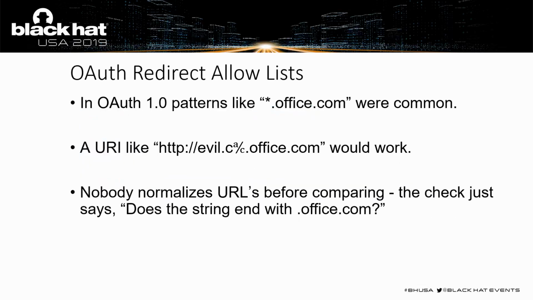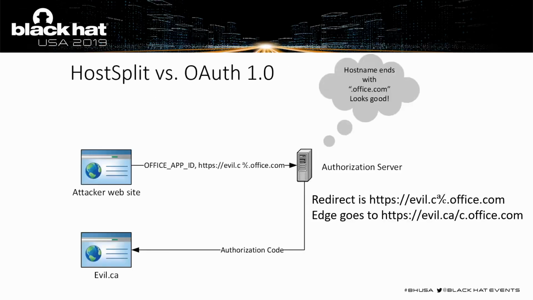Well, in OAuth 1.0, it was really common to see redirect URI allow lists that were just star.something.com, like star.office.com. So if you had this URI with the evil.c account of .office.com, that ends with .office.com, so it's okay. It's important to remember that when software is dealing with URLs, mostly it doesn't think about, is this a Unicode URL or is this an ASCII URL? It just says, oh, I've got a string, it's a host name. Well, I'll do a regular expression against it. So normally, no one normalizes their URLs before doing these sort of security checks. So that comparison works, and you get a flow like this.